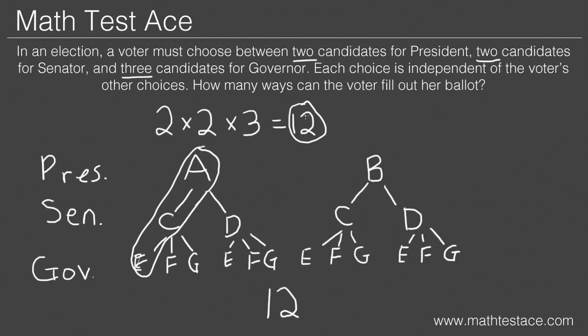If there had been 10 different offices, we would still keep multiplying over and over, and the tree would be far too big to write down on a piece of paper, but it would tell us why we multiply to get those answers.